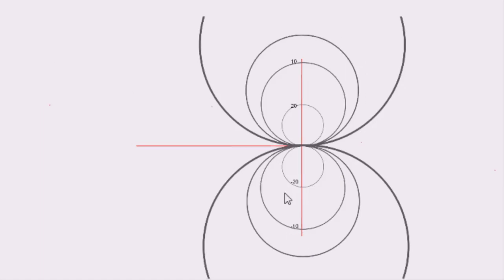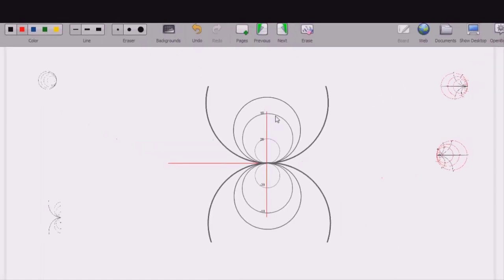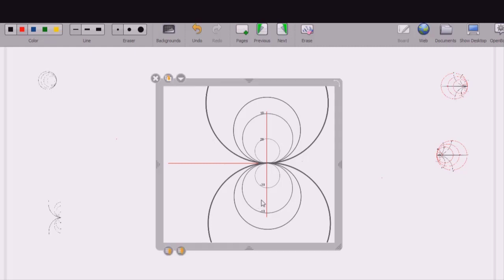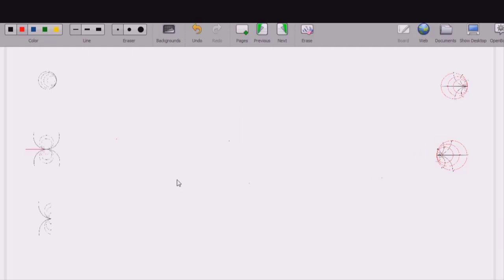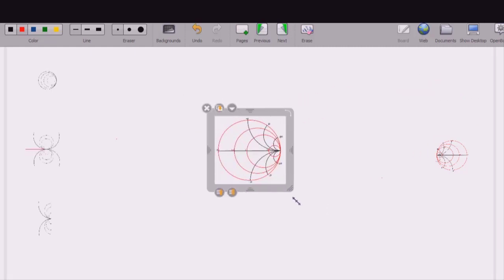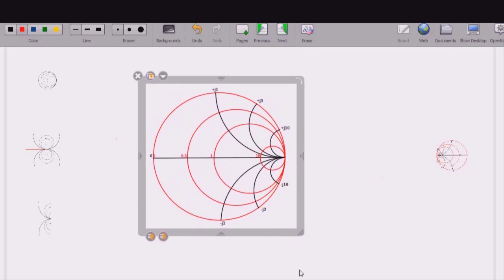Now we are going to club these circles, which represent different values of reactances, with the earlier circles which were used to represent different values of resistance. Since we have already seen that reactance and resistance must be perpendicular to each other because there is a 90-degree phase shift between them, the complete Smith chart will look like this. So this is the Smith chart.